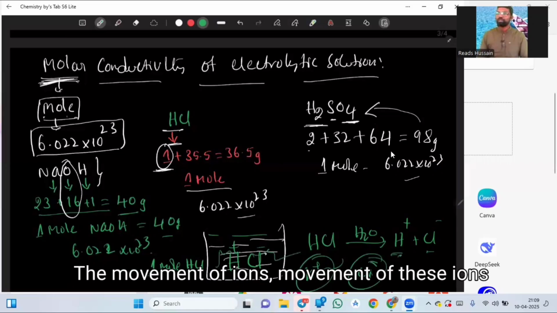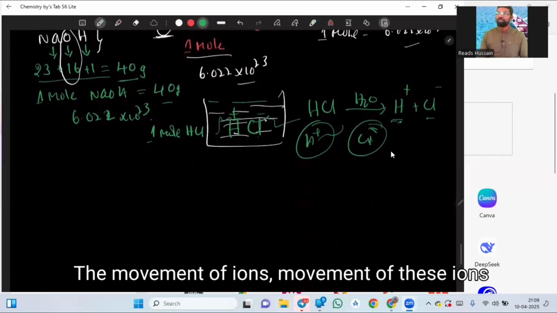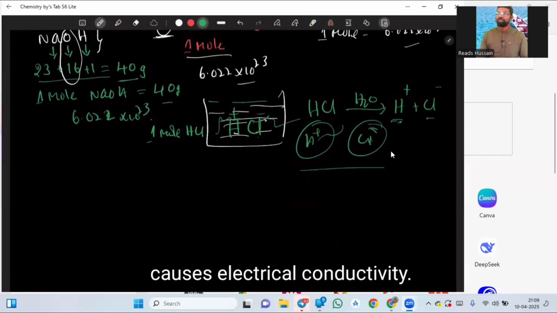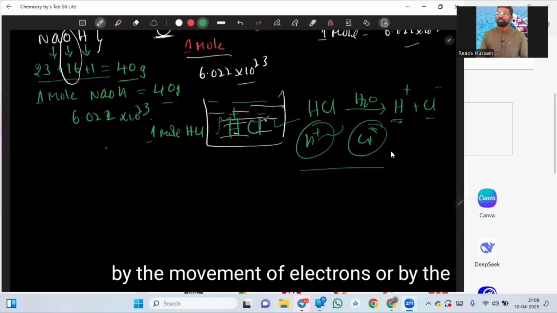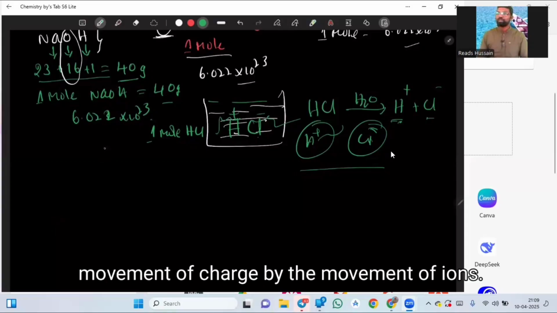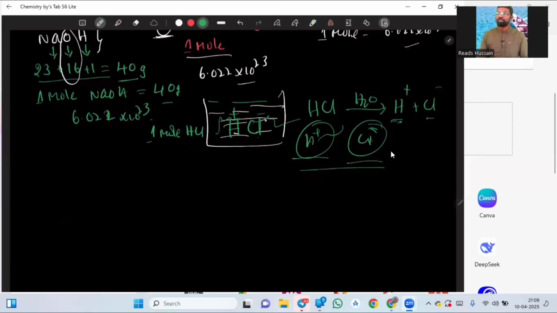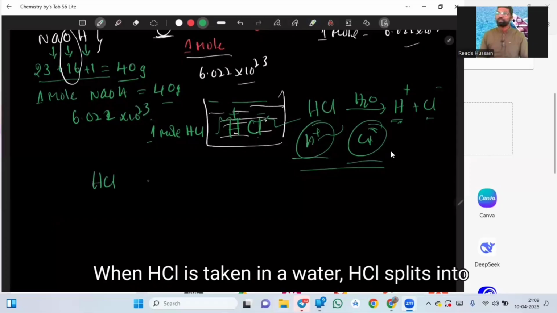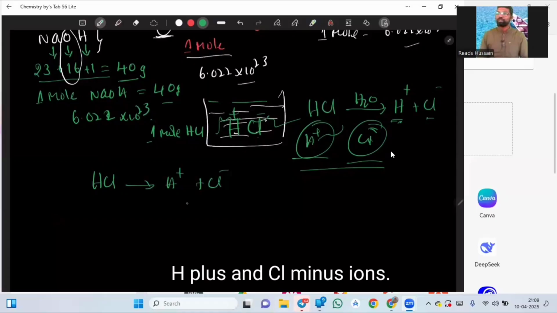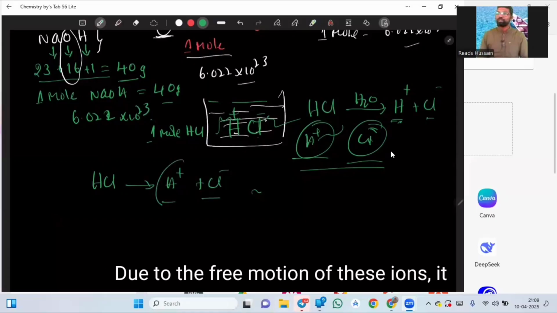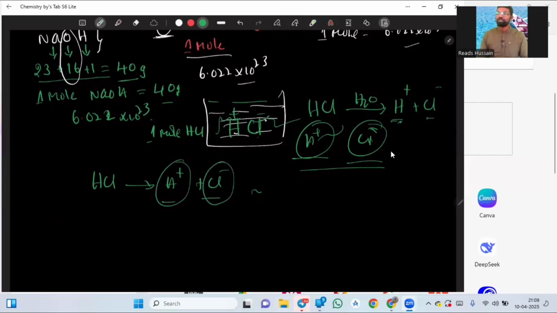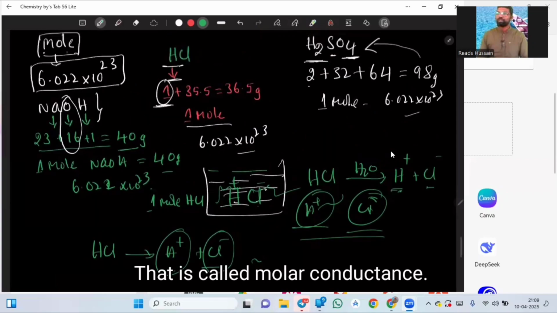The movement of these ions causes electrical conductivity. So how will electricity be conducted through any medium? By the movement of electrons, or by the movement of charge, by the movement of ions. Understood? When HCl is taken in water, HCl splits into H plus and Cl minus ions. These ions move through that solution freely. Due to the free motion of these ions, it causes electrical conductance. That is called molar conductance.